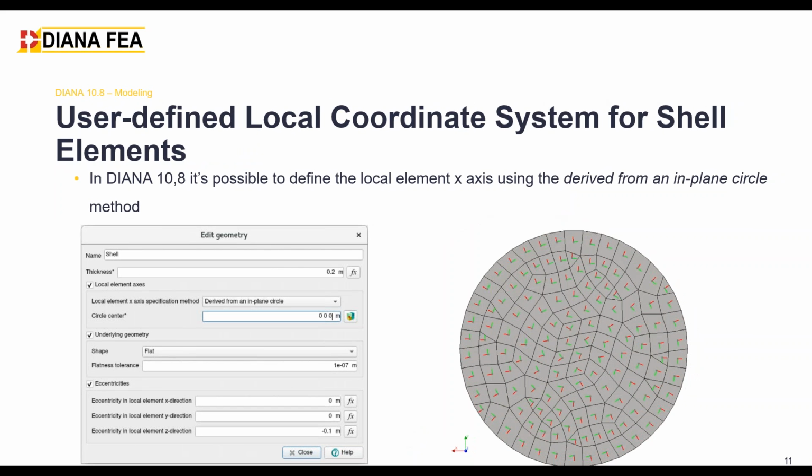So similarly to the previous slide for grid reinforcement, it's also possible to define the radial local axis for shell element using the same principle. So you can also derive it from an in-plane circle method. And basically, your x, y, z will be following the radial, tangential, and axial direction of this in-plane circle. This method is also available for 3D plane stress element and composed surface element. So these are the main elements where this method can be applied.